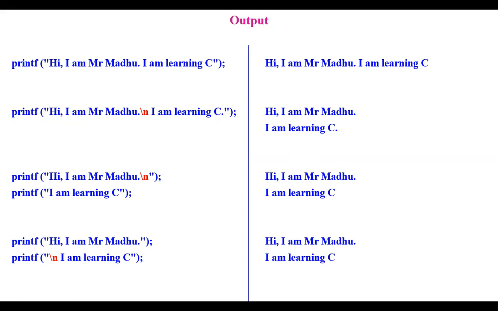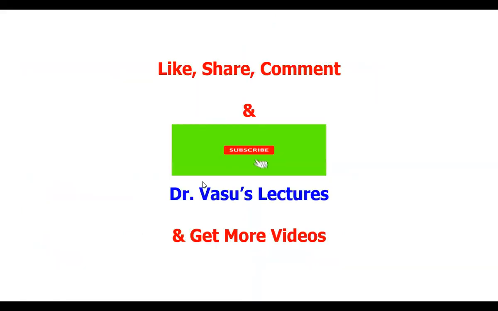So to get the output in different lines, we have to use this new line character, whether it is in between, at the end of a printf statement, or in the beginning of a printf statement like this. Whenever you encounter a new line character, the remaining part of it starts in the next line. That is it.